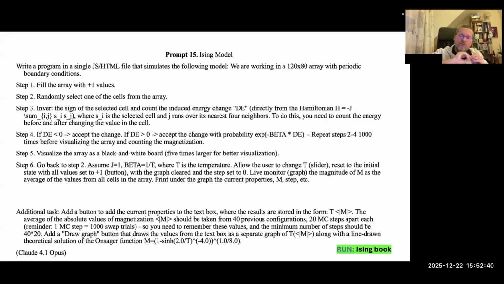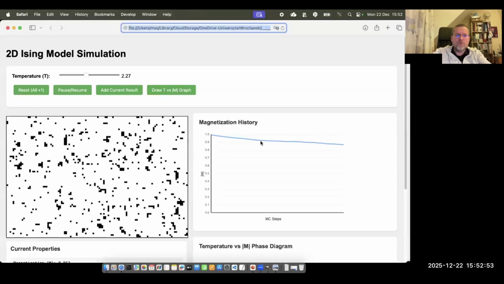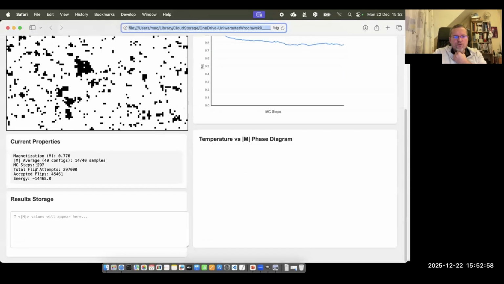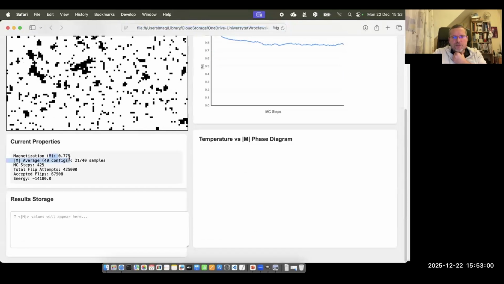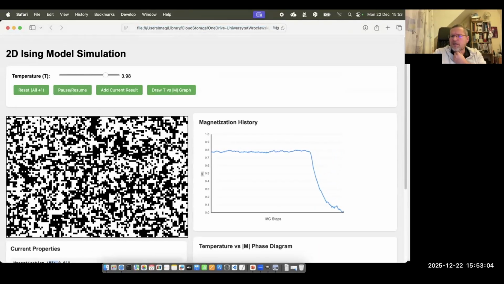It can even do the proper fitting of the theoretical functions to the results that you get. And then the result looks like this. I can run this for you. This is the Claude Ising model, and this is one of the results from the book. So you get the magnetization in time. You can change the temperature. It's pretty standard, one could say.